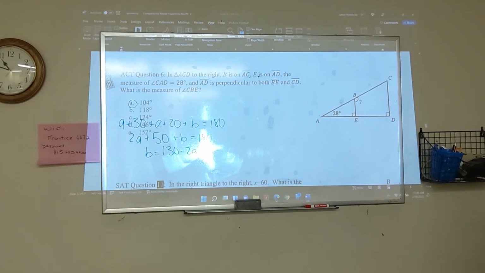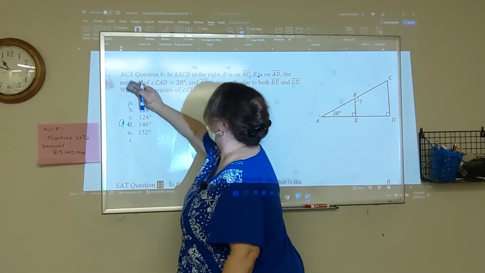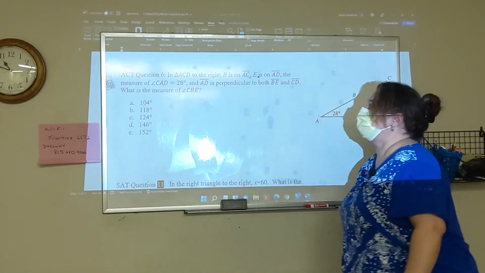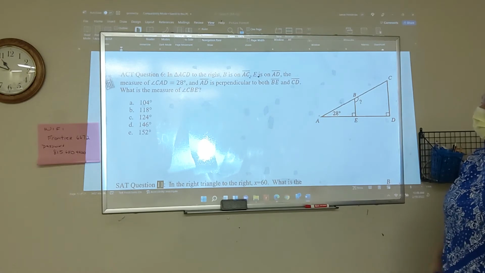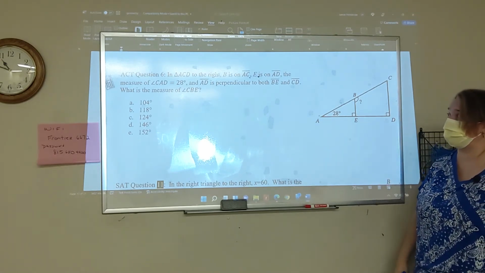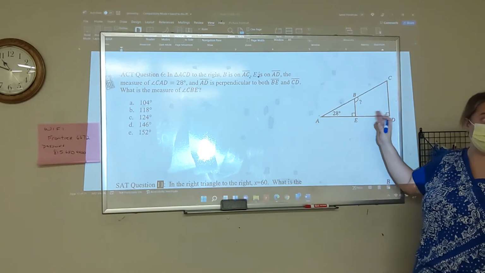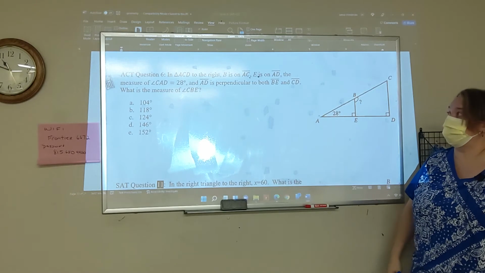All right, ACT number 6. In triangle ACD to the right, B is on AC, E is on AD, and the measure of angle CAD is 28. AD is perpendicular to both BE and CD, which is all marked for you on the figure. This is an ACT problem. The information is going to be in the figure. What is the measure of CBE?